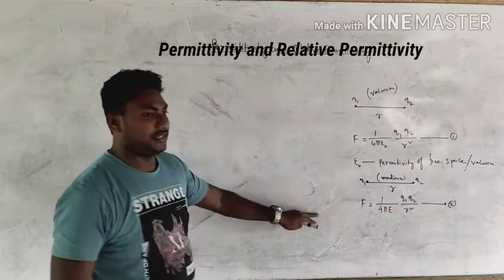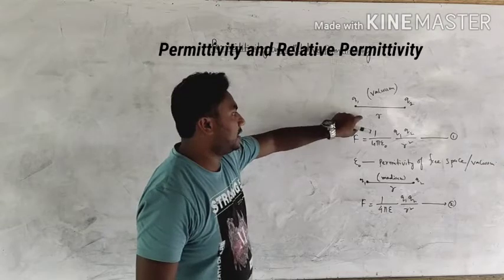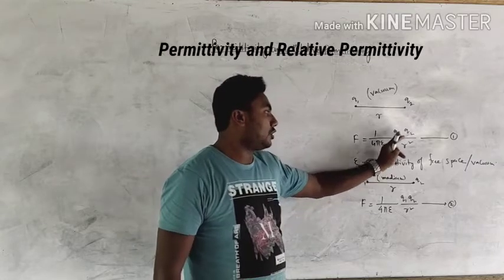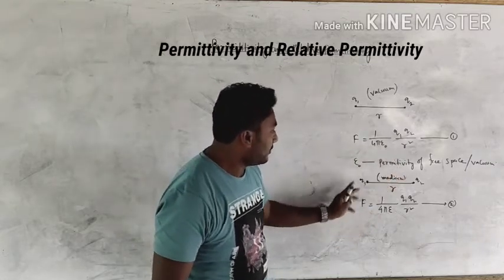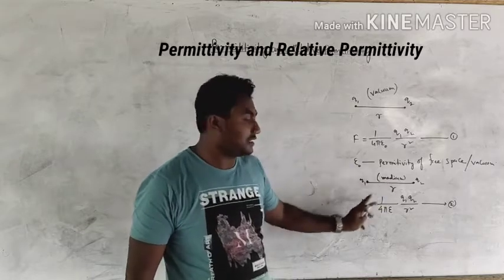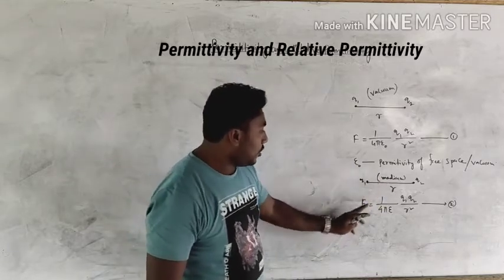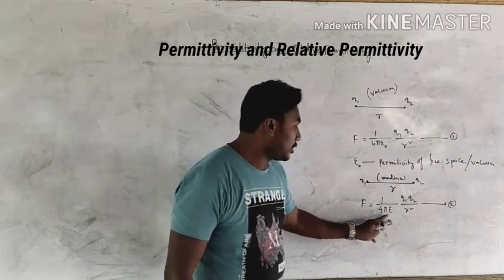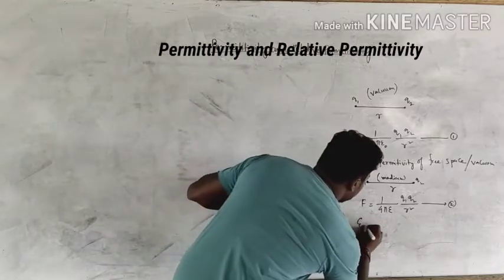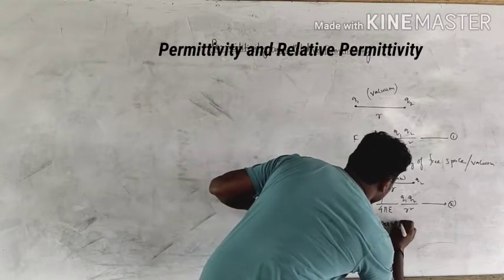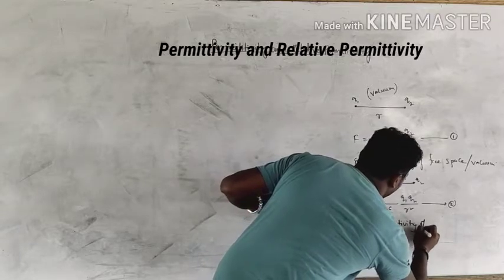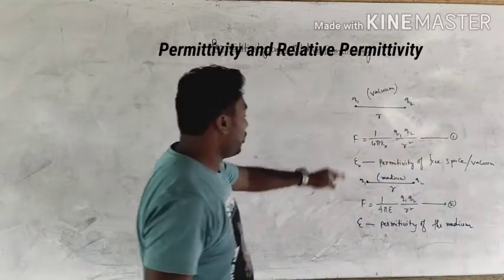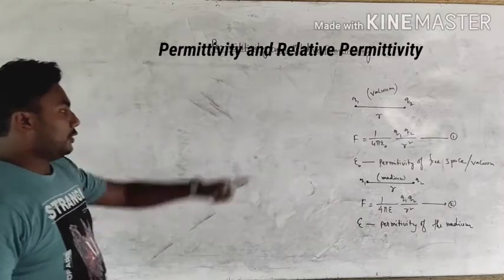Now, you see in both cases, what is the difference? In the first case, we have kept the charges in vacuum, and Coulomb's law is 1 by 4 pi epsilon naught Q1 Q2 by R square. But in the second case, we have taken the same charges separated by the same distance and placed them in a medium. We get F equal to 1 by 4 pi epsilon Q1 Q2 by R square. What does this epsilon mean? This epsilon means the permittivity of the medium. You can note it down.